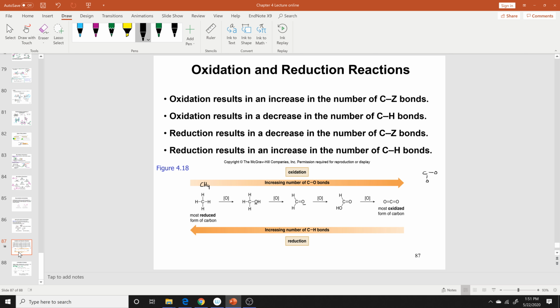If I go in the opposite direction, I do reduction. Reduction is abbreviated by an H. This is what reduction is. And reduction is basically the decrease in the number of oxygens or increase in the number of hydrogens. So I am decreasing the number of oxygens, increasing the number of hydrogens as I go.